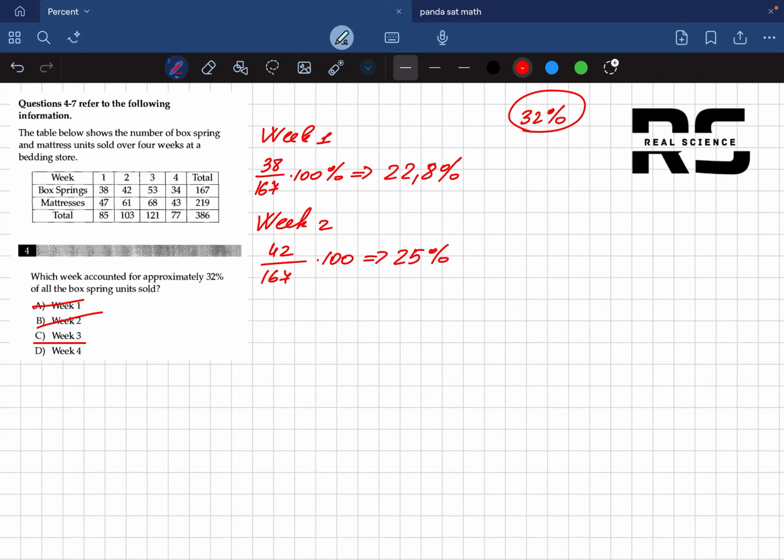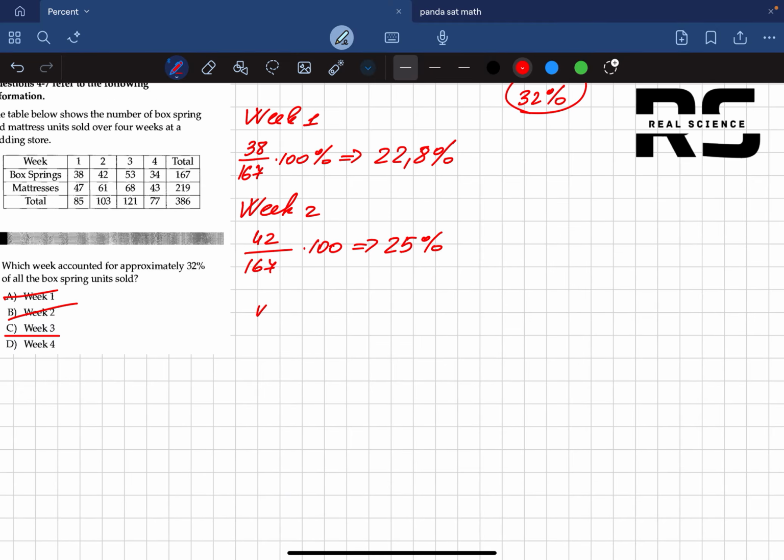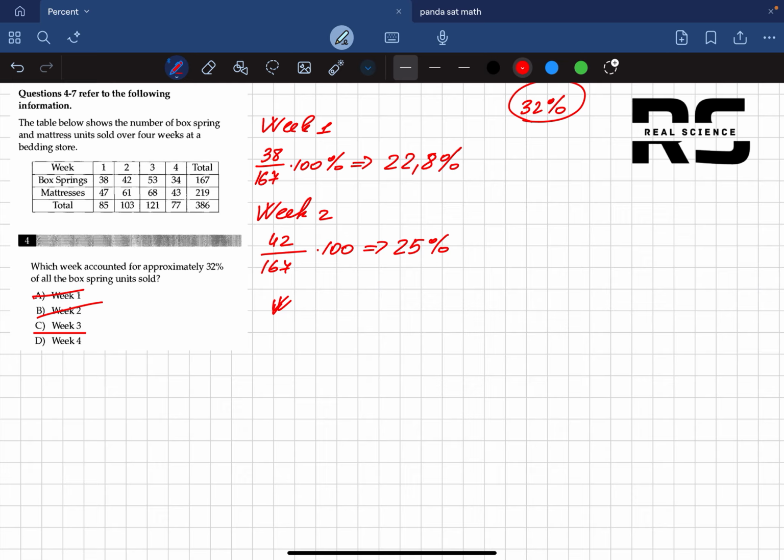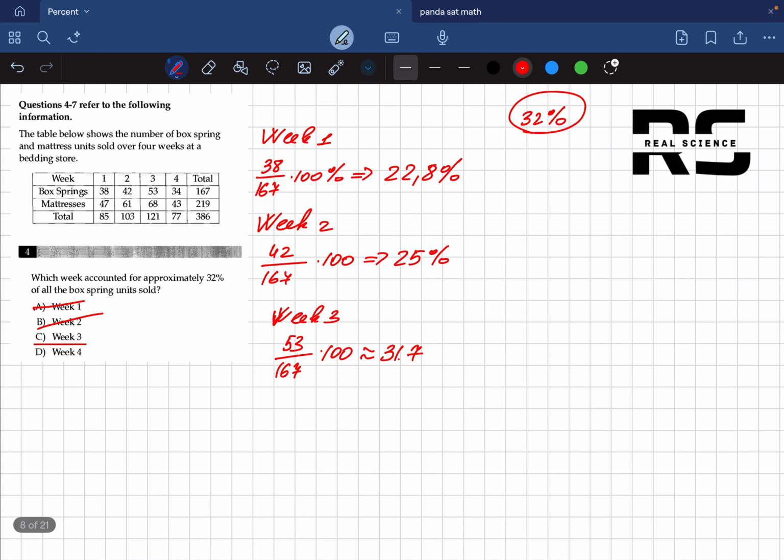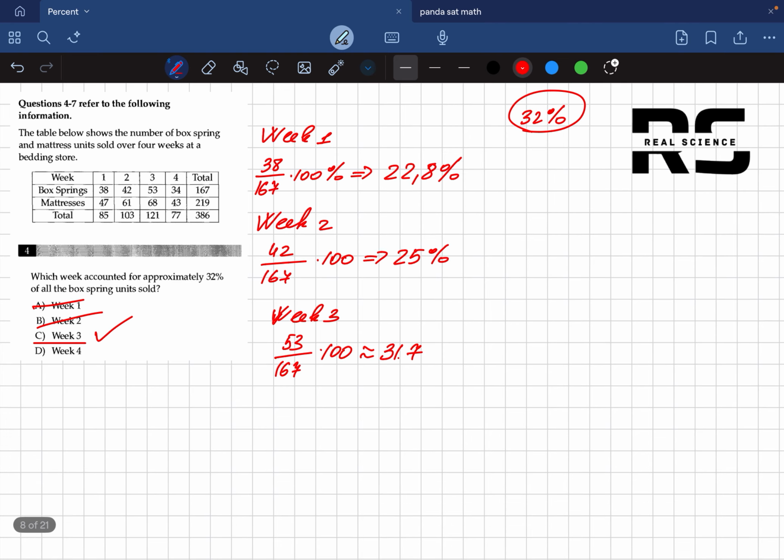That's going to be around, well, let's just write week 3. That's going to be 53 divided by 167 times 100. That's approximately 31.7, which is approximately 32%. That's why the answer is C.